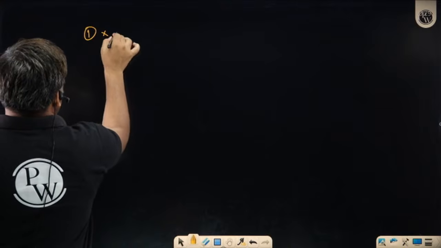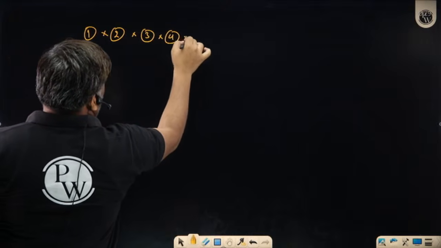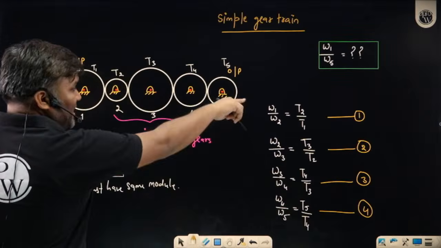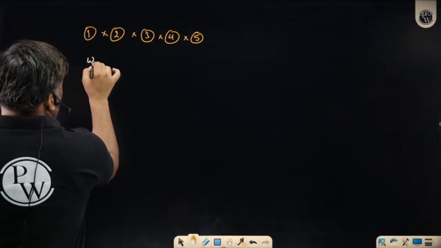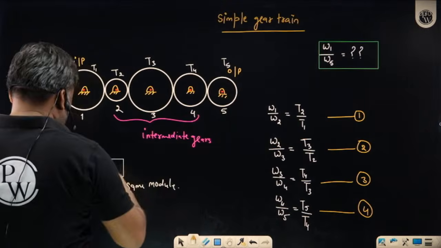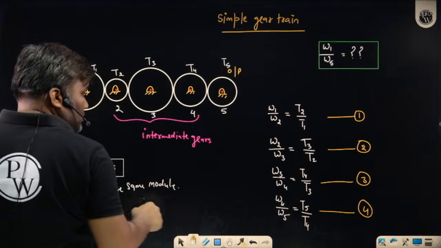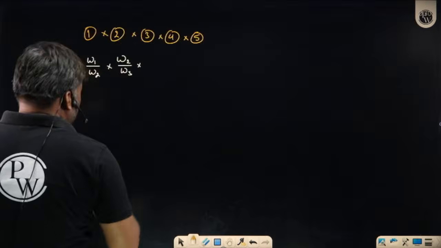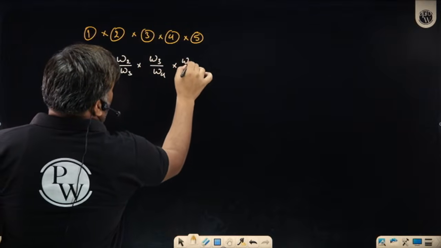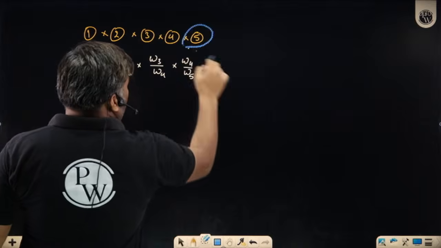Equation 1 into 2 into 3 into 4. What will you get here? Sir, omega 1 by omega 2 into omega 2 by omega 3 into omega 3 by omega 4 and omega 4 by omega 5. So we have these 4 equations.